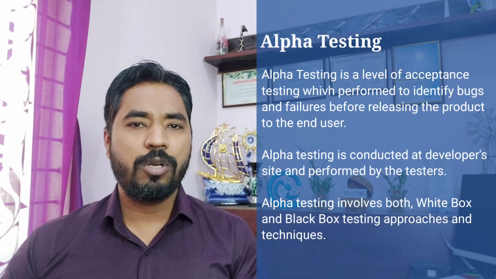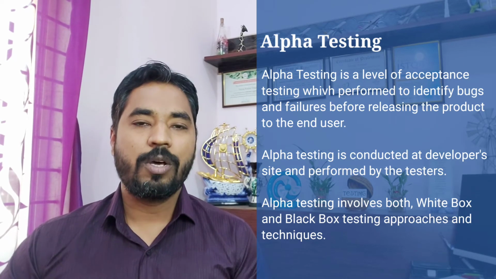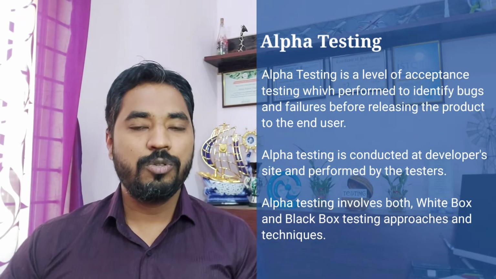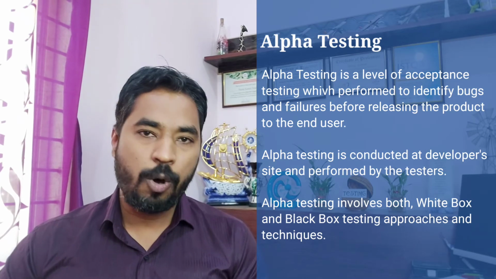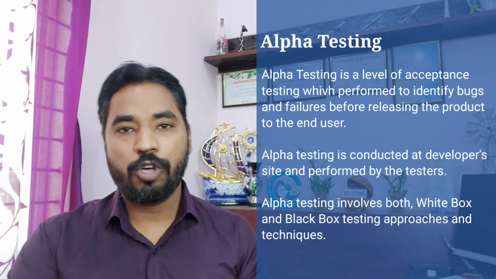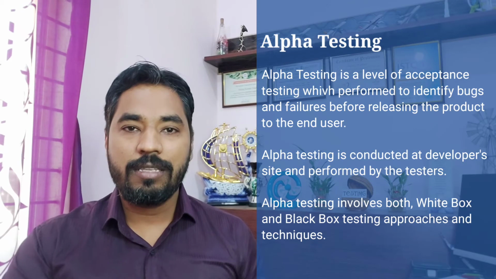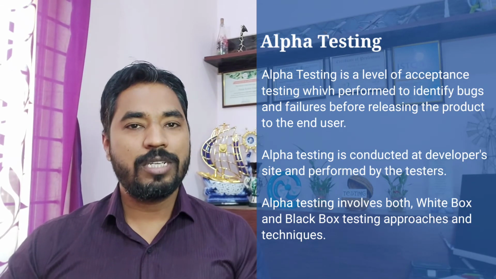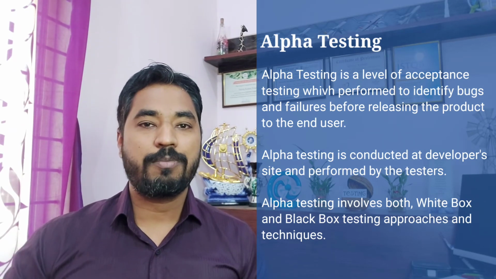Now, when you talk about location, a lot of people have confusion about where alpha testing is generally performed. Alpha testing is conducted at the developer's premises. You do not test a product after buying it from the shop and bringing it home. You always test the product you are looking to pay for at the shop itself. The same way here, the customer will be testing all these things at the developer's premises where this product is being developed.